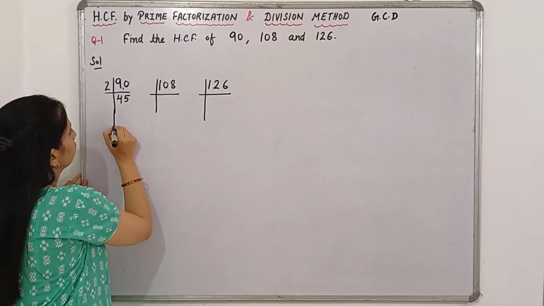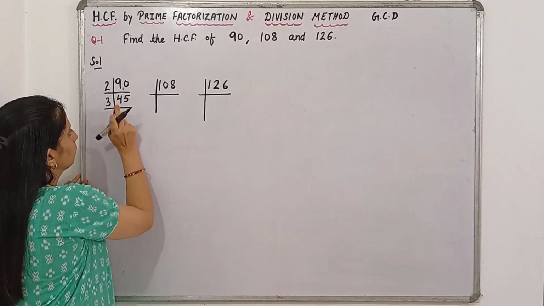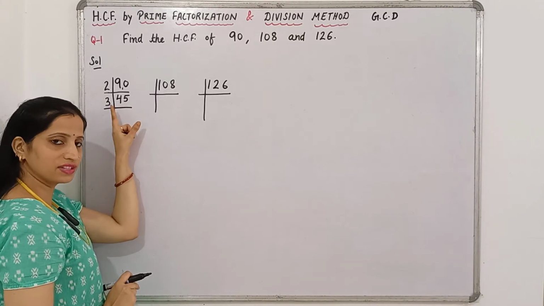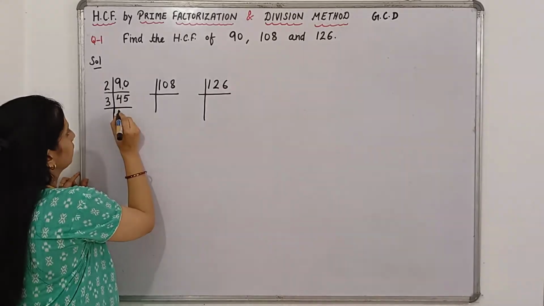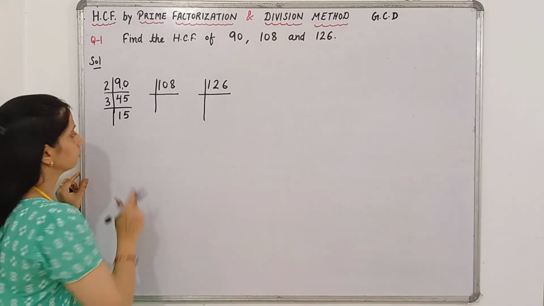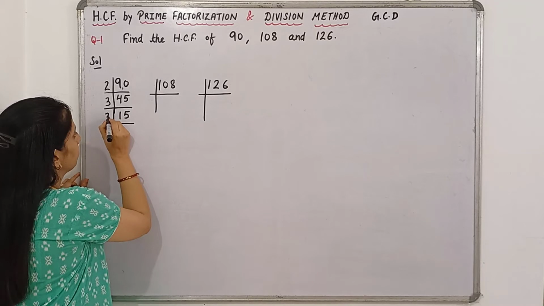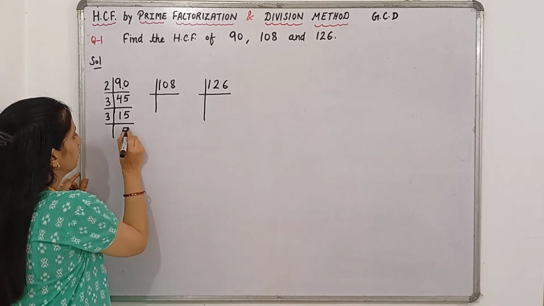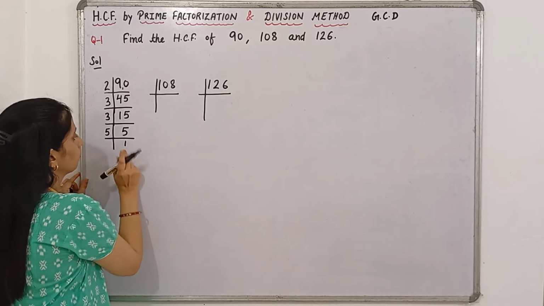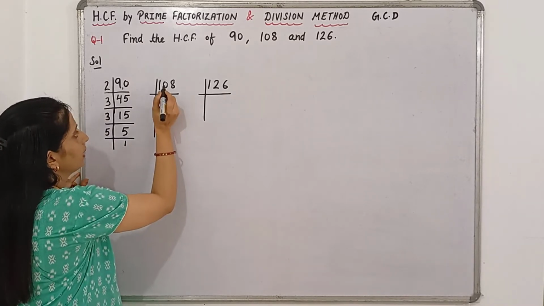Now 45, it will be divisible by 3 because when we add the digits 4 plus 5 is 9 and 9 is divisible by 3. So 3 1s are 3, 3 5s are 15. Then it will be again divisible by 3, 3 5s are 15 and at last by 5 we will get 1.